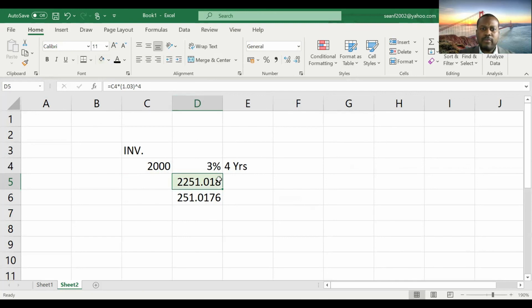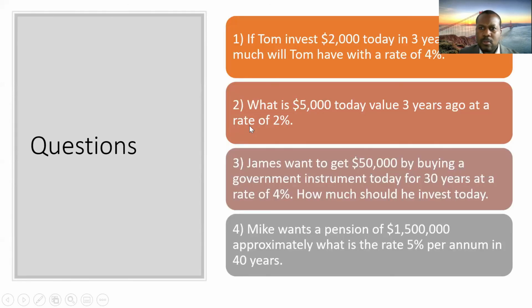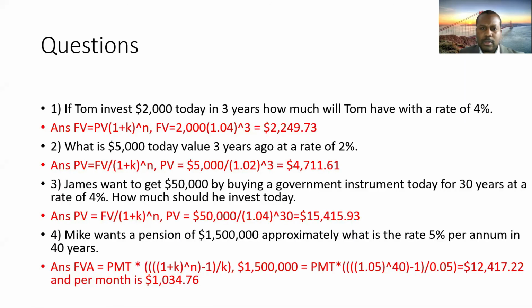So 2151.08. Let's look and see. So here, this is 4% in 3 years. So it's 2,249.73. So 4% and 3 years. Let me just see.